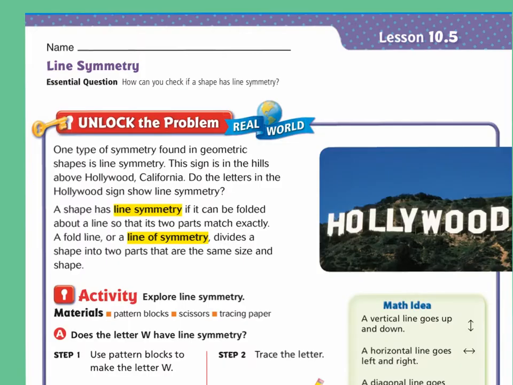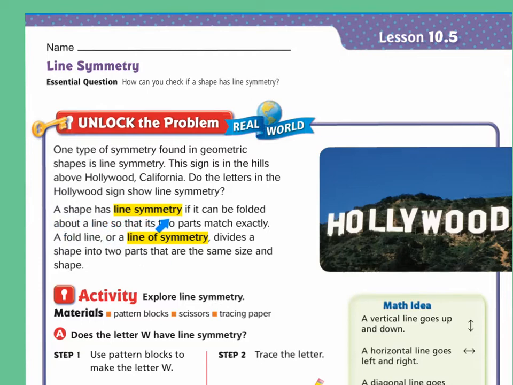Okay guys, on page 399, in the Unlock the Problem, I really want to focus on our definition for line symmetry and move on to page 400. It says a shape has line symmetry.